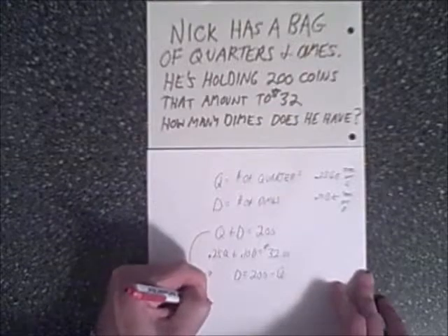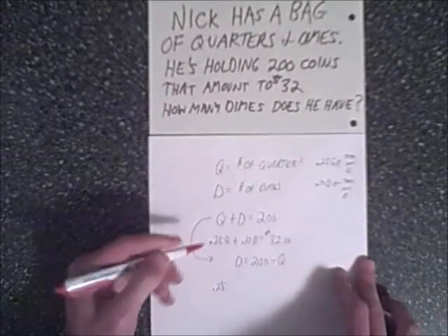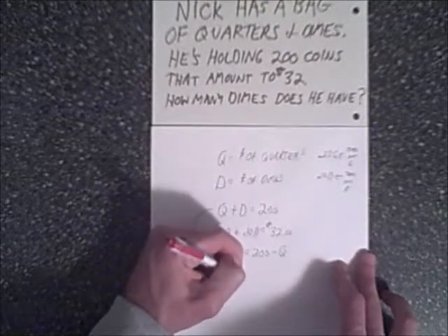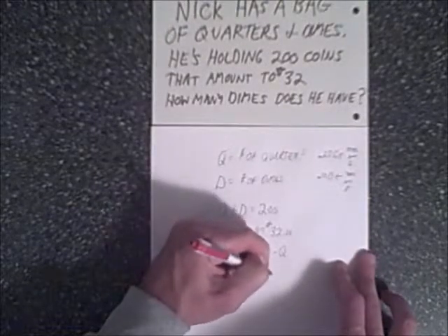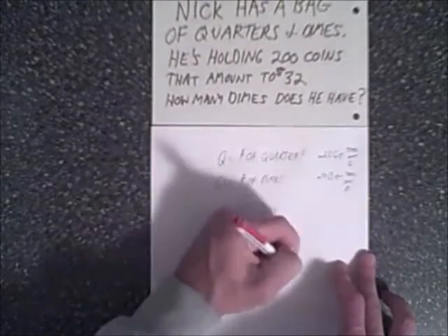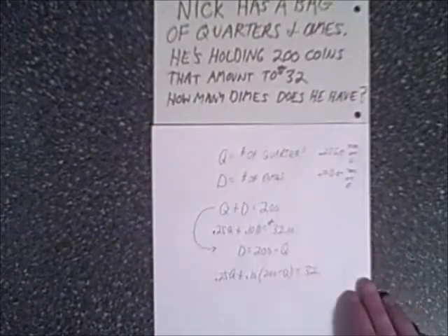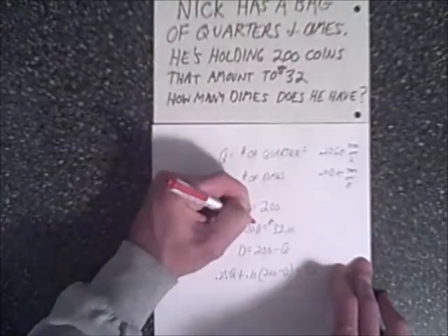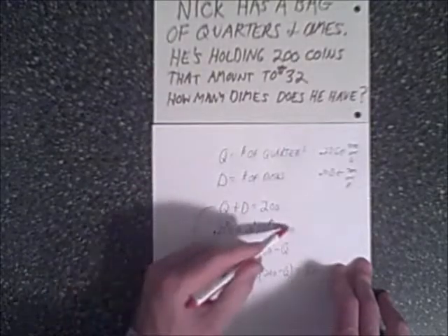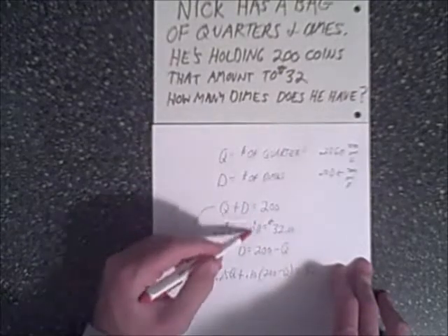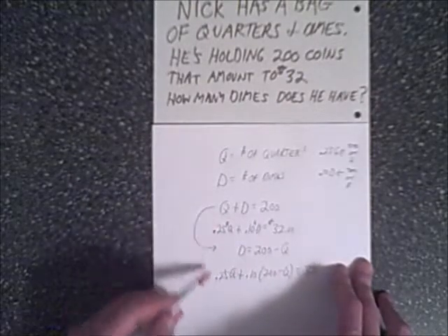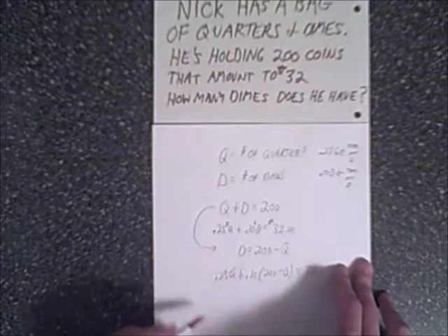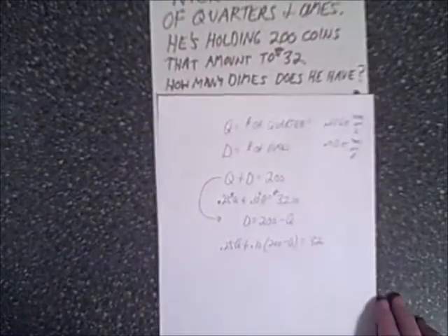So we have 0.25 Q plus 0.10 times 200 minus Q equals 32. And technically I should have dollars here, dollars and dollars. And then of course if you divided the whole thing by dollars, these would all cancel. So I actually skipped that step. As you can see, I've taken away all the money units, and all we're left with is Q. So let's solve this equation.